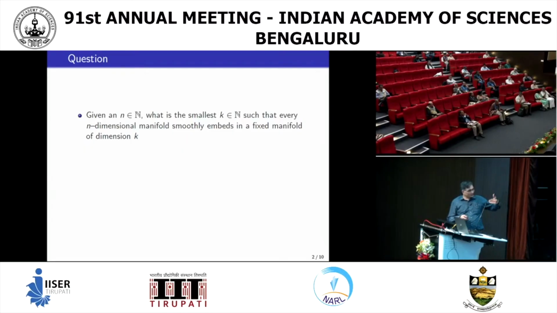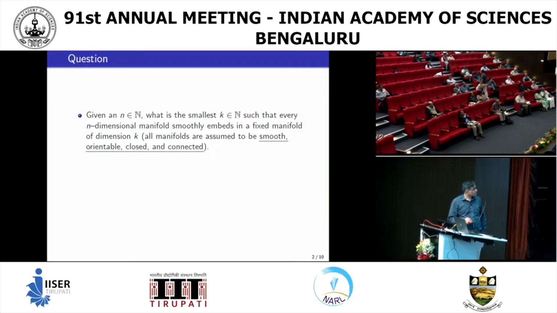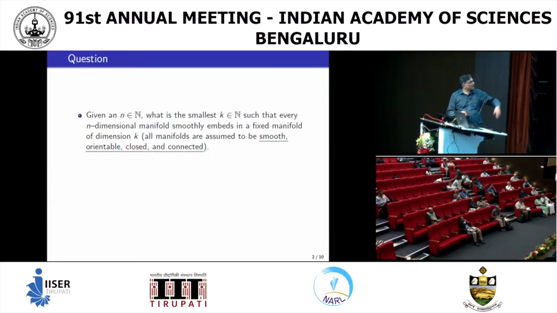Ideally one would like to understand the smallest dimensional space in which we can see this. So the question is that given n, what is the smallest k such that every n dimensional manifold embeds, you can ignore terms like smoothly and so on, in a fixed manifold of dimension k? This is a technical thing: I am going to assume manifolds are connected and orientable, but for most purposes we can right now ignore that.